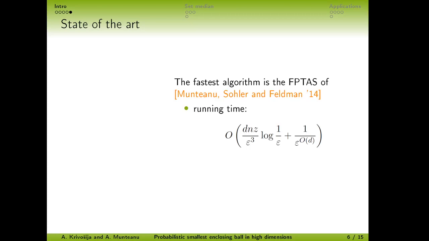The fastest known algorithm is the fully polynomial time approximation scheme of Munteanu, Sohler and Feldman, presented at SoCG 2014. It has this running time, basically linear in the input. The problem that we want to focus on is reducing the exponential dependence on the dimension of the space.